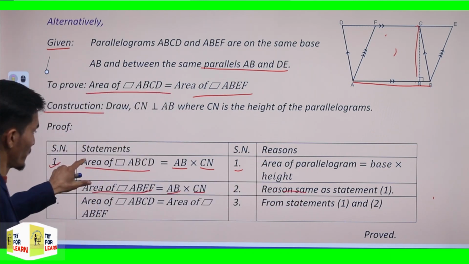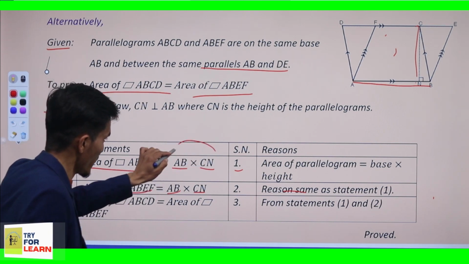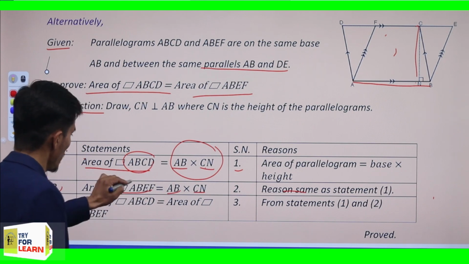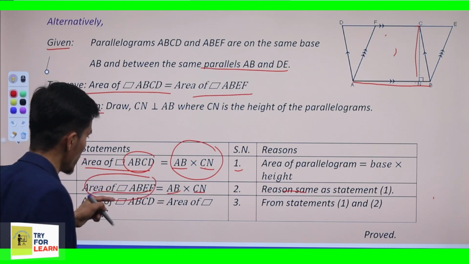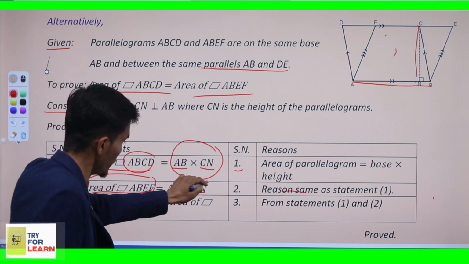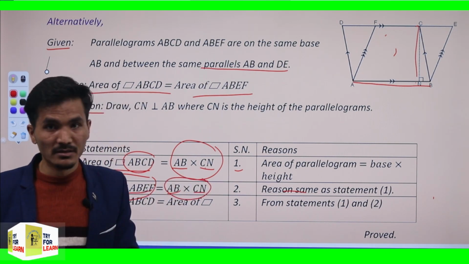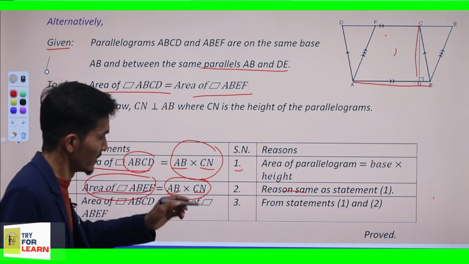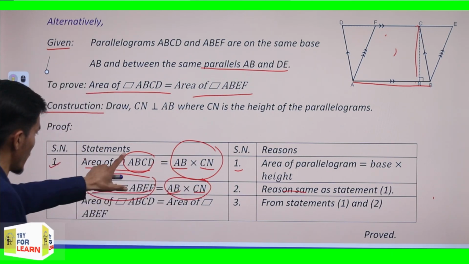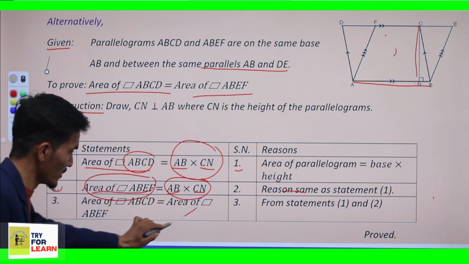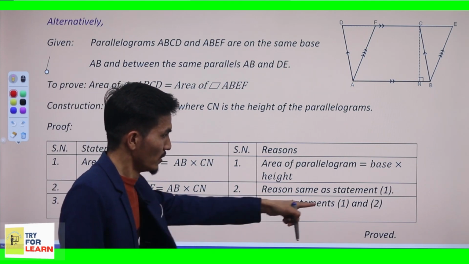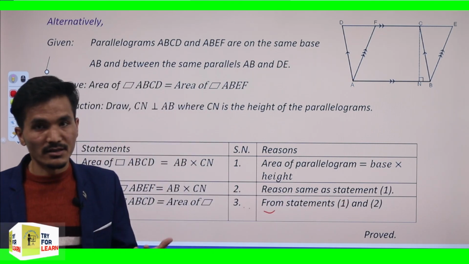From statements first and second, you see area of parallelogram ABCD is AB into CN. Also from the second statement, area of parallelogram ABEF is also AB into CN. So AB into CN and AB into CN are the same, so the areas of these two parallelograms are equal in statement 3. So from statements 1 and 2, this theorem is proved.